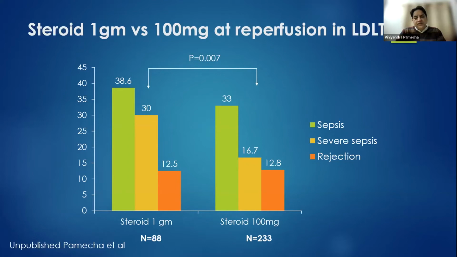When you have an LDLT graft, there is not much ischemia reperfusion injury. So you don't need high doses of steroids in the initial postoperative period. You can get away with minimal immunosuppression, and that helps in preventing sepsis as well.